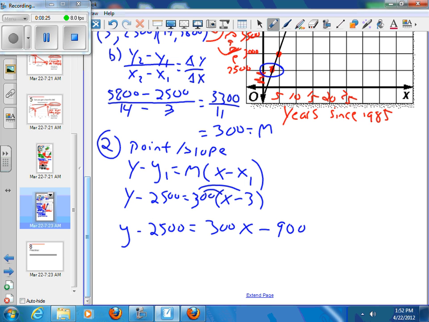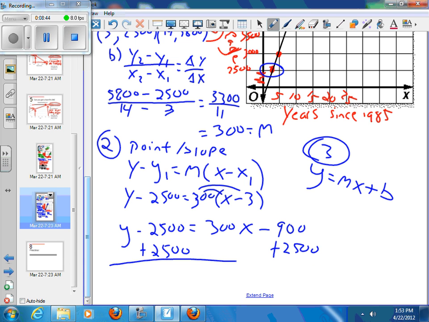And then I want to move my 2,500 to the other side, and this is getting myself into my slope-intercept form. Remember, slope-intercept form is that. So third step, headed into slope-intercept form. So add my 2,500, and my y is going to be equal to 300x, and that's going to be a plus. So that's 2,500 minus 900 is 1,600. So I've got my equation.